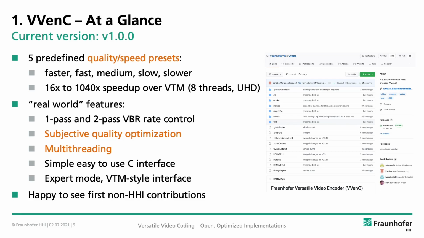The speed-ups range from 16 times faster than the VTM reference software to 1,040 times. All of these speed-ups are achieved using multi-threading with 8 threads for UHD video. It also comes with real-world features such as single-pass or 2-pass VBR rate control. It has built-in subjective quality optimizations, multi-threading to increase the encoding speed, and framework-wise, it comes with a simple, easy-to-use C interface and has an expert mode with a VTM-style configuration interface for experts familiar with the VTM reference software.